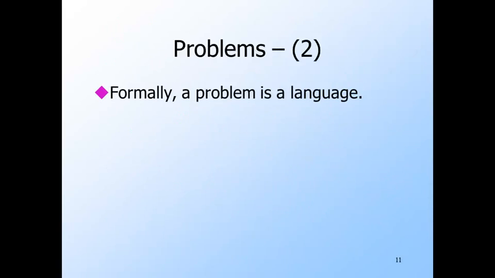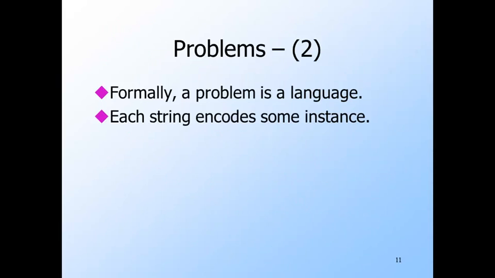So formally, a problem is simply a language over some alphabet sigma. Each string in sigma star can be viewed as an instance of the problem once we decide on an encoding for instances as strings. We'll see a number of examples of these encodings, but we already saw one when we encoded Turing machines as binary strings. It should not be hard for you to devise an encoding for graphs in a similar spirit.